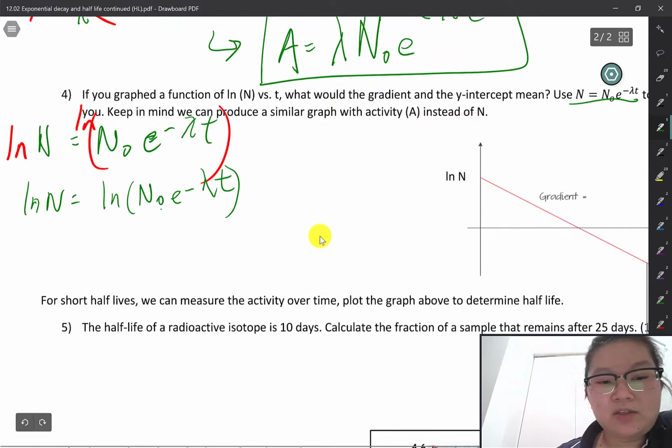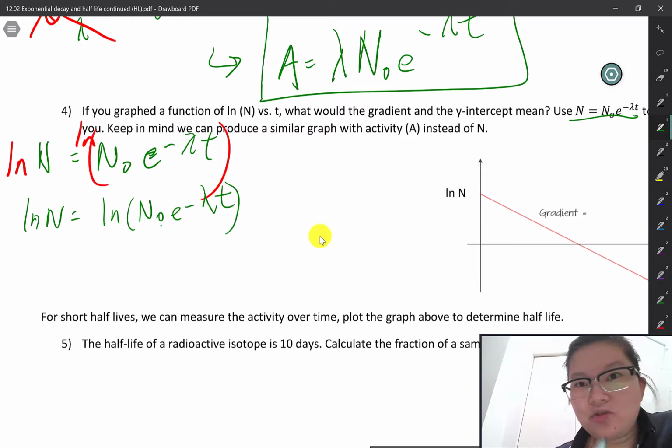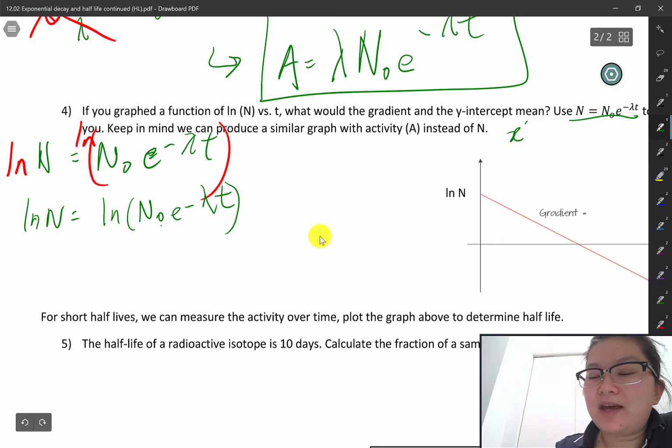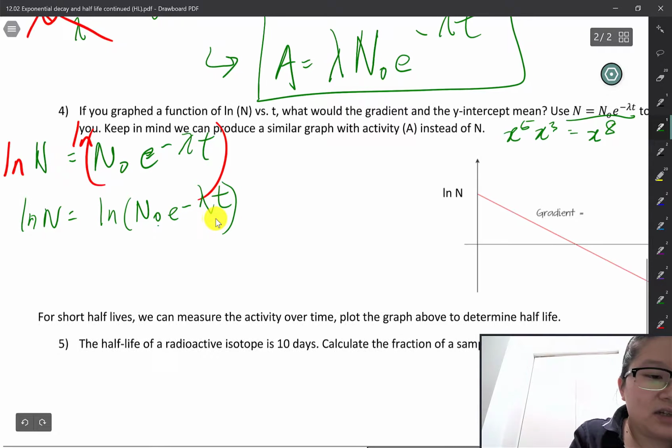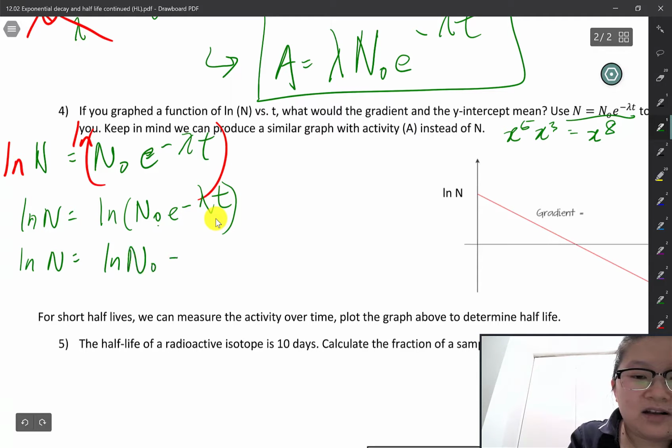To separate the two, remember that if I have two powers that multiply, for example x to the power 5 times x to the power 3, then I have to add the exponents, which gives x to the power of 8. It's just like for logs and natural logs: if I have two things that are multiplied together, it's like adding the natural logs together. So this is going to look like this: ln of N naught plus ln of e to the power of negative lambda t.